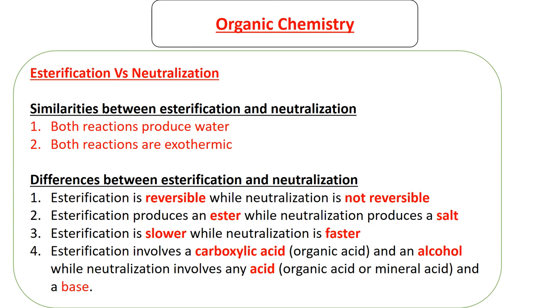And finally, esterification involves a carboxylic acid, which is an example of an organic acid. If you remember, when we talked about acids and bases, we talked about organic acids and mineral acids. I'm sure we did. And an alcohol. So esterification basically involves a carboxylic acid and an alcohol. Well, neutralization involves any kind of acid, whether it's an organic acid or a mineral acid, and a base. So these are the differences between esterification and neutralization.